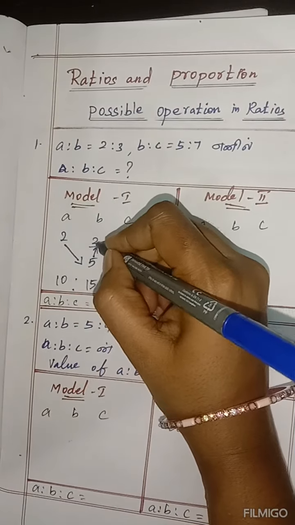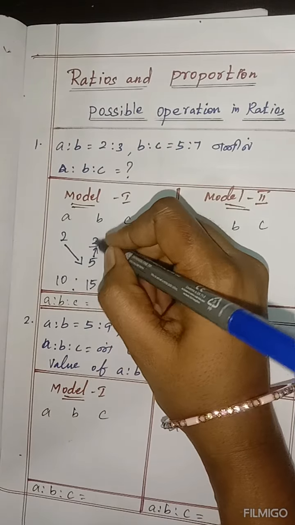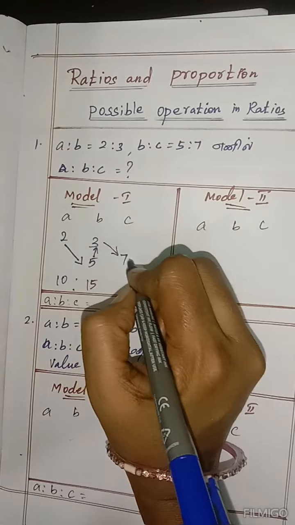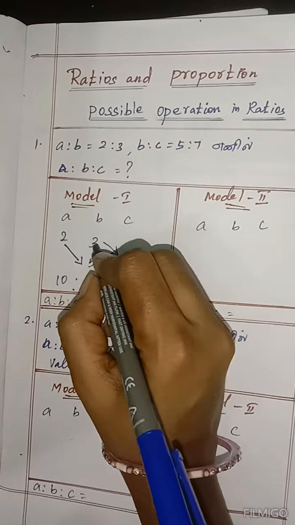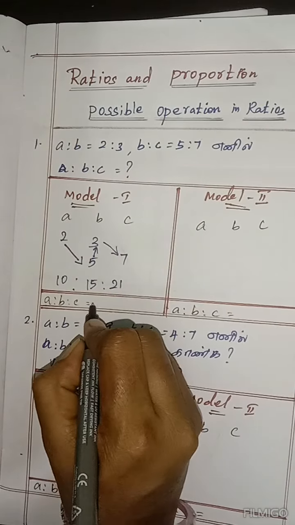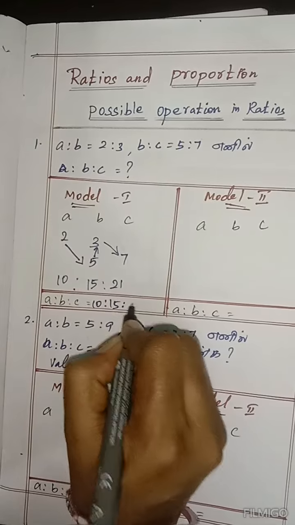Now, down into up should multiply. 5 3s are 15. Now, up into right side should multiply. 3 7s are 21. So, that is the answer: 10 is to 15 is to 21.